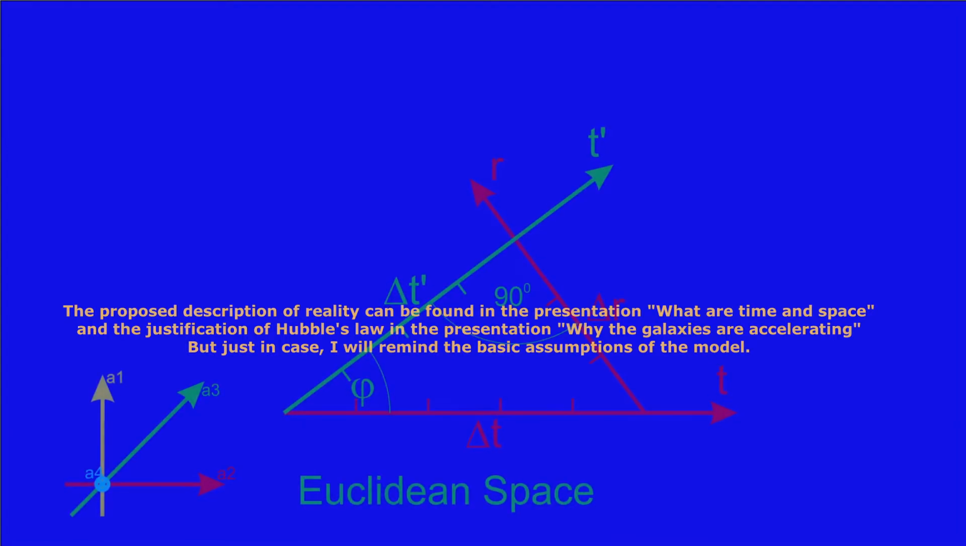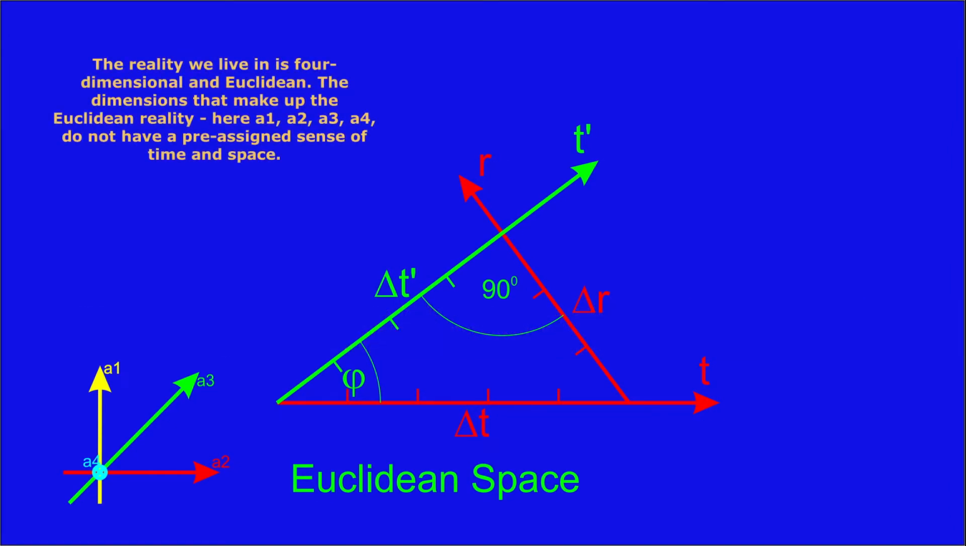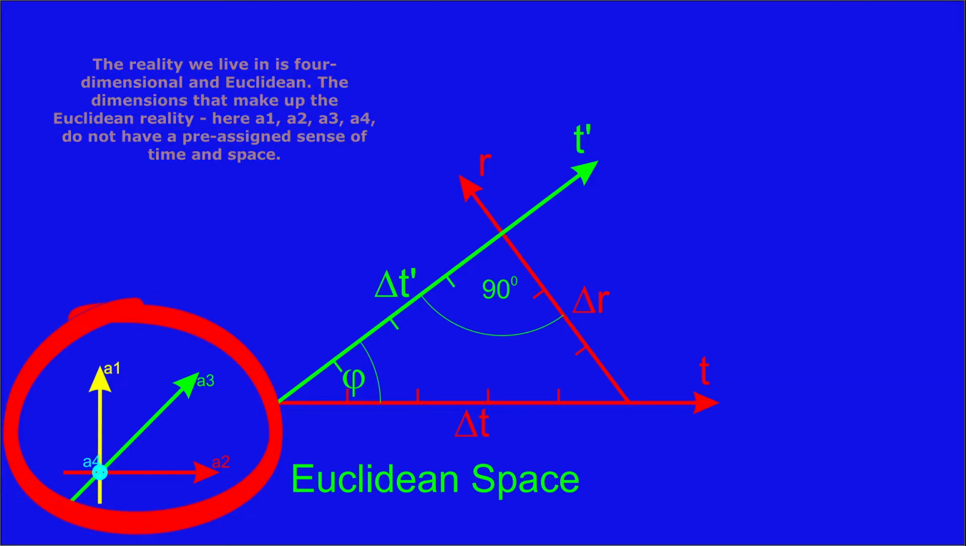The proposed description of reality can be found in the presentation What are Time and Space, and the justification of Hubble's law in the presentation Why the Galaxies are Accelerating. But just in case, I will remind the basic assumptions of the model. The reality we live in is four-dimensional and Euclidean. The dimensions that make up the Euclidean reality, here A1, A2, A3, A4, do not have a pre-assigned sense of time and space.